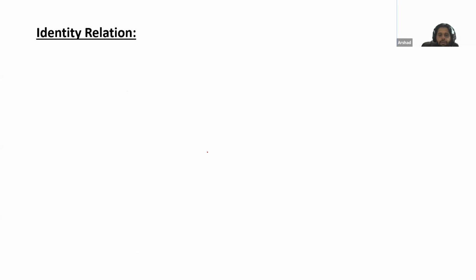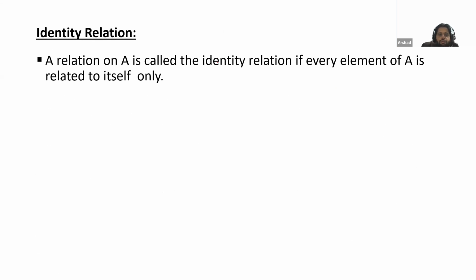This next we have an identity relation. We have already completed the reflexive, symmetric, and transitive relation. Next, we have an identity relation. So, what is the identity relation? A relation on A is called the identity relation if every element of A is related to itself only.